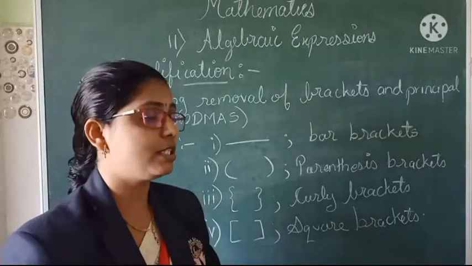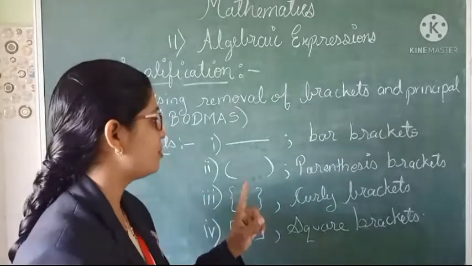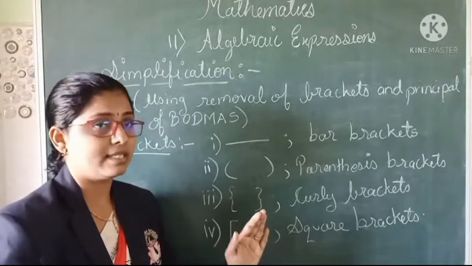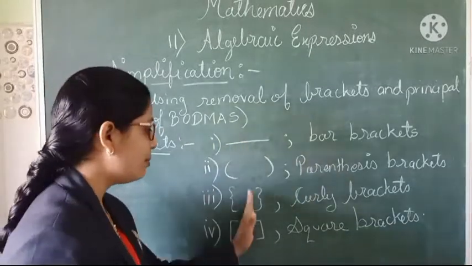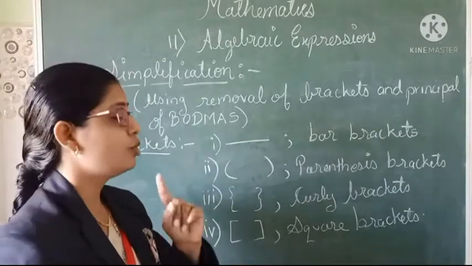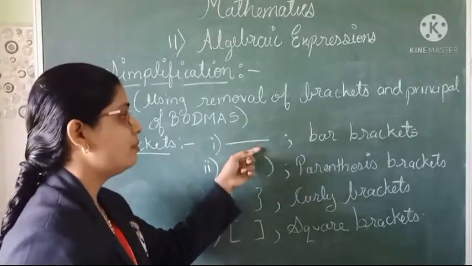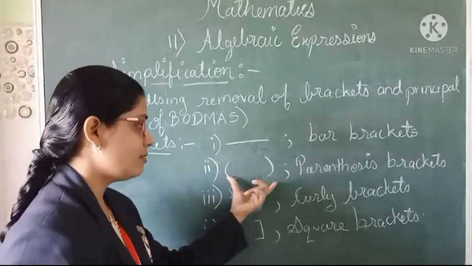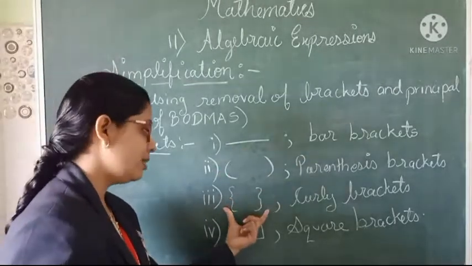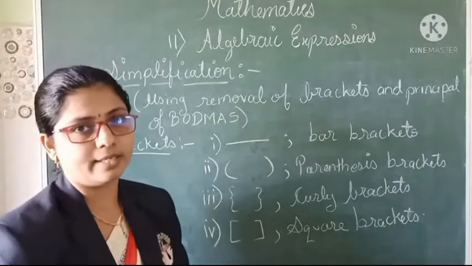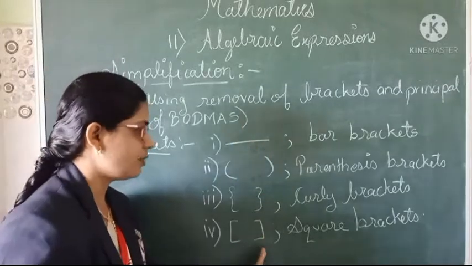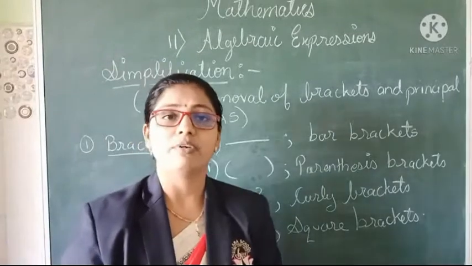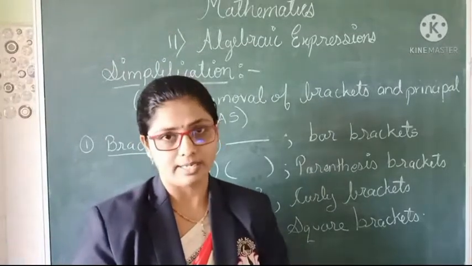For that purpose you have to keep in mind the proper sequence for solving the combined state of the brackets. If all are given together in one example, first you solve the bar bracket and remove it, and then afterwards the parenthesis, then the curly, and then the square bracket. So this is the proper sequence to solve an algebraic expression given in the combined form of brackets.